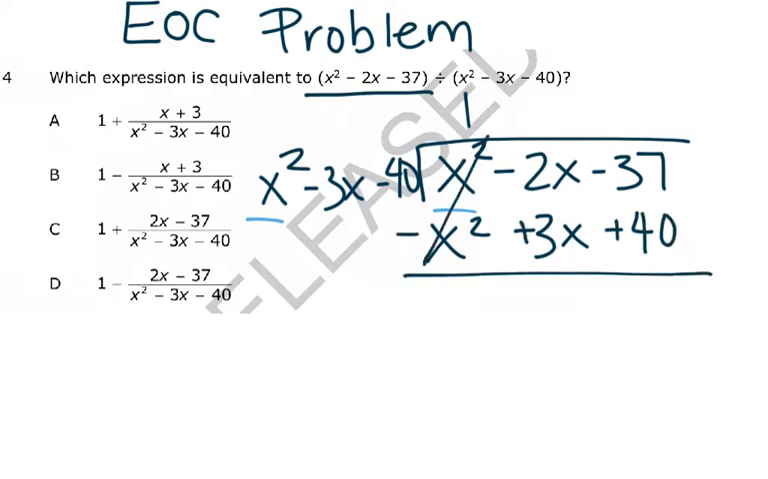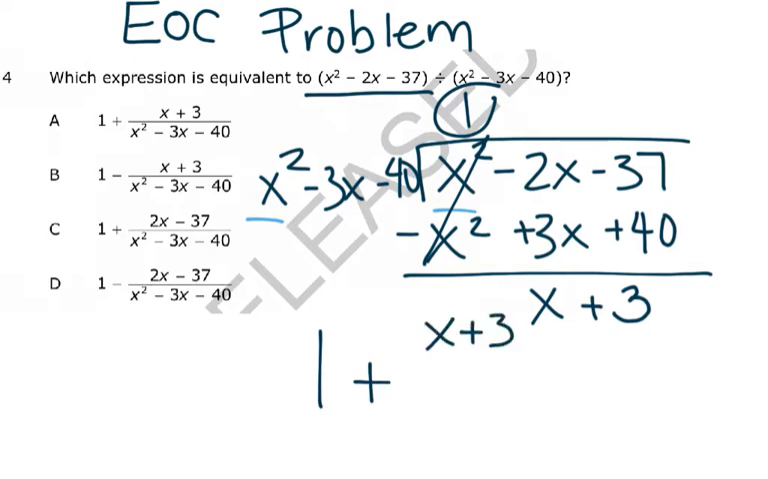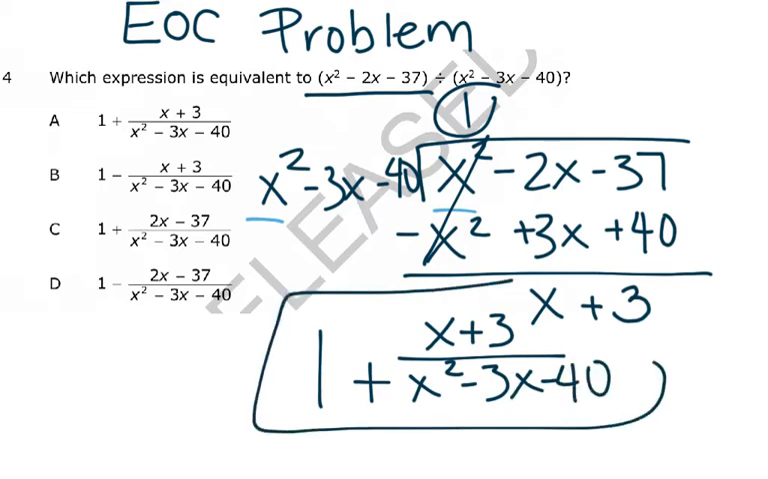I'm going to change everything I just wrote to the opposite sign. This cancels out. This becomes x minus, plus 3. Yeah, that looks really ugly. Alright, so here's my answer. 1 plus remainder x plus 3 over what you were dividing by. So answer choice A, and that's how you would have done that EOC problem.